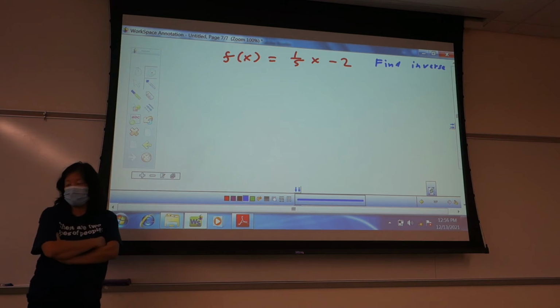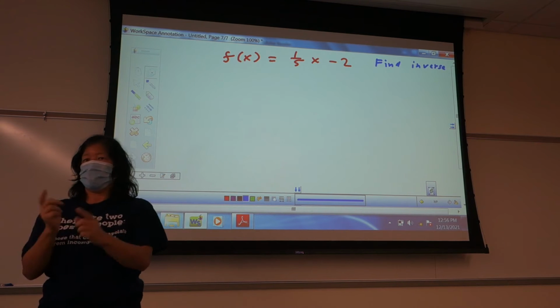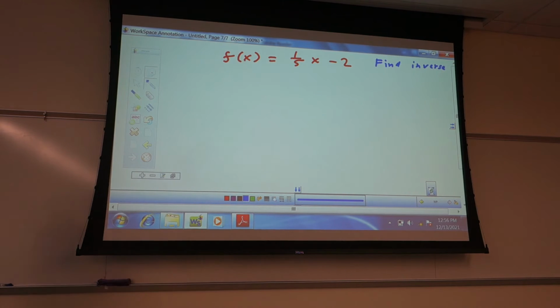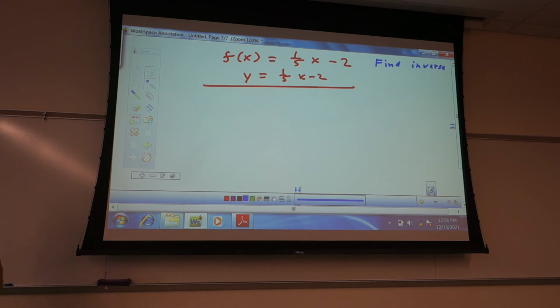So what's up with the inverse? What do we know about the inverses? X and Y swap. So first I need to make this so I have x and y. So I'm going to rewrite this so that you have x and y in there. Pretty straightforward. F of x is y. So we're just going to rewrite y equals 1/5 x minus 2. That's the original function. Now for the inverse, the x and y swap. Then you need to solve it for y.